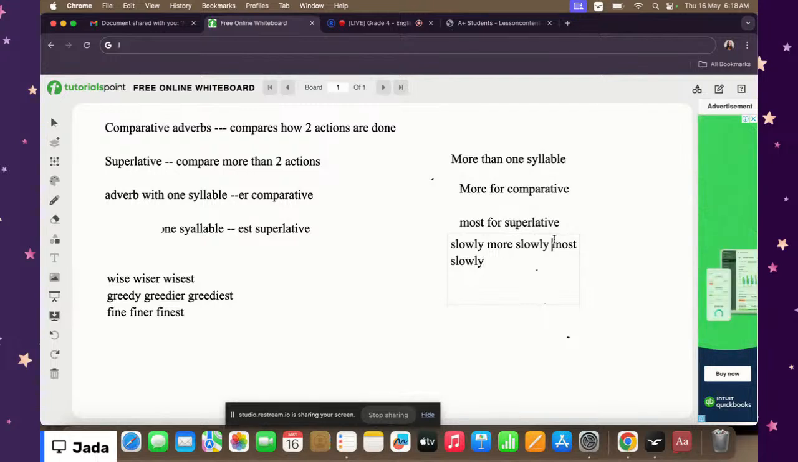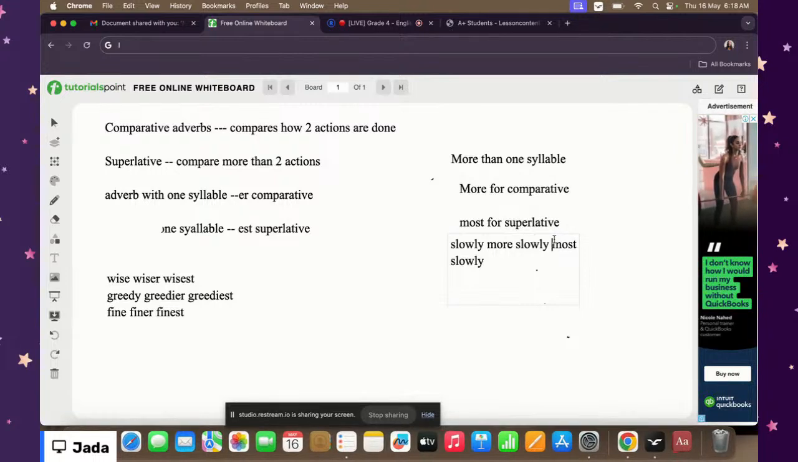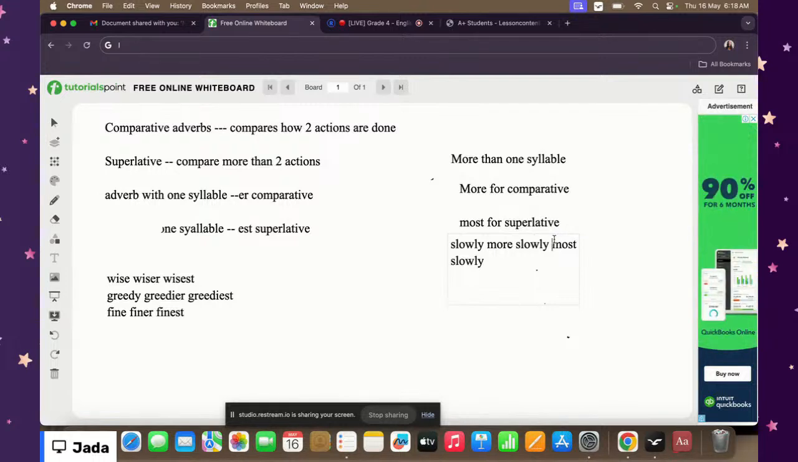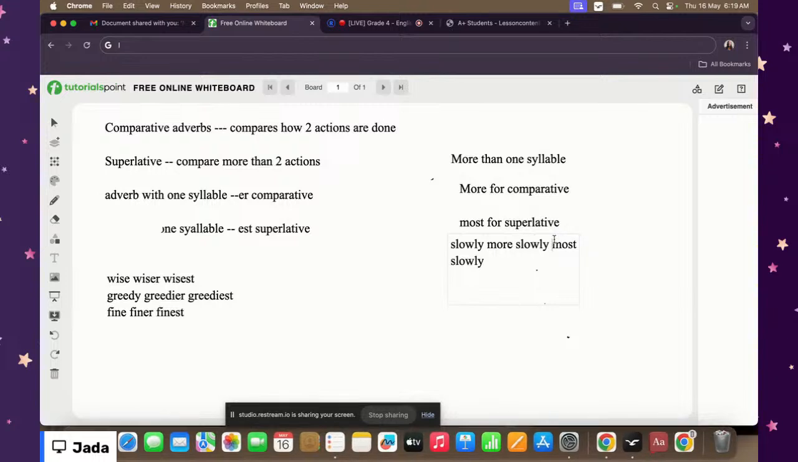So if you have some more examples for more than one syllable, can you send it on the chat? Hungry, hungrier, hungriest. Exactly. So all these are for one syllable. Now give me the one for more than one syllable, just like slowly, more slowly, most slowly. So I have maybe another example. Lovely, more lovely, most lovely.